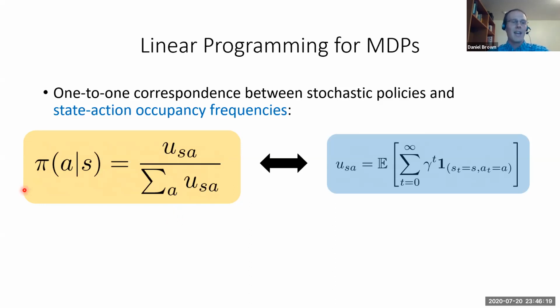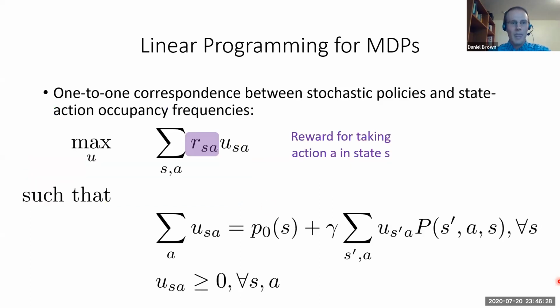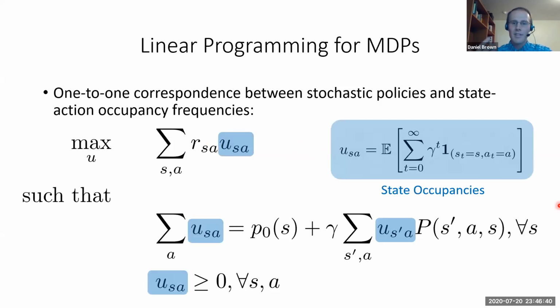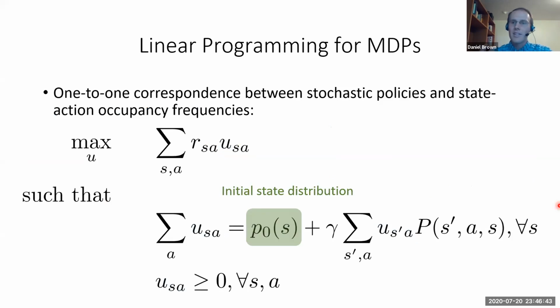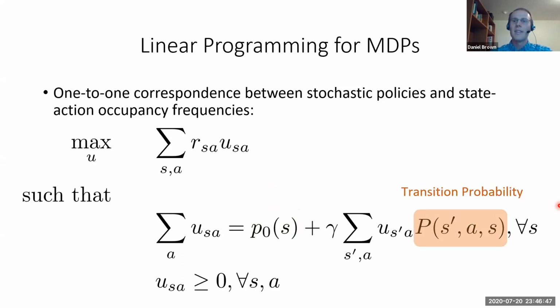Where the probability of taking action A in state S is just going to be how many times did I expect to be in state S and take A divided by how often I'm in state S. And so what's nice is we can formulate this using this dual form of a linear program to solve for an MDP. We have our reward, R(S,A), which is the reward for taking action A in state S. We have our state occupancies. We have an initial state distribution here, which tells us the probability of starting in a state. And then we have these transition probabilities that tell us the probability of going from state S prime, taking action A, and ending up in state S.